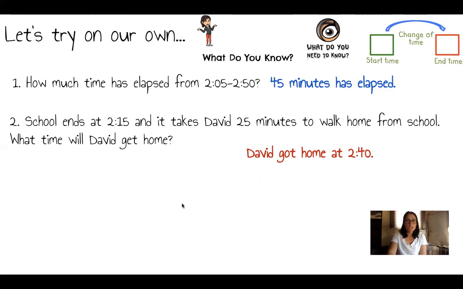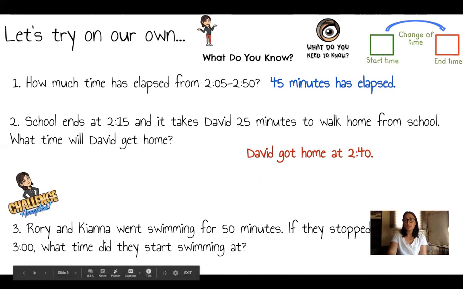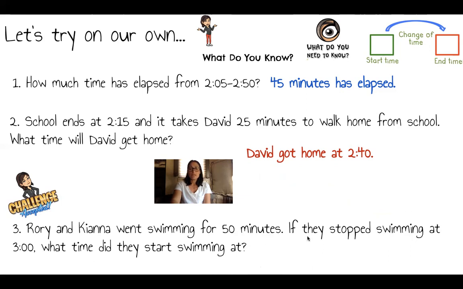All right, here's my challenge for all you guys. Rory and Kiana went swimming for 50 minutes. If they stopped swimming at 3 o'clock, what time did they start swimming at? Now, let me give you a hint. What do you know? We know the end time, and we know they went swimming for 50 minutes. So you might have to count.